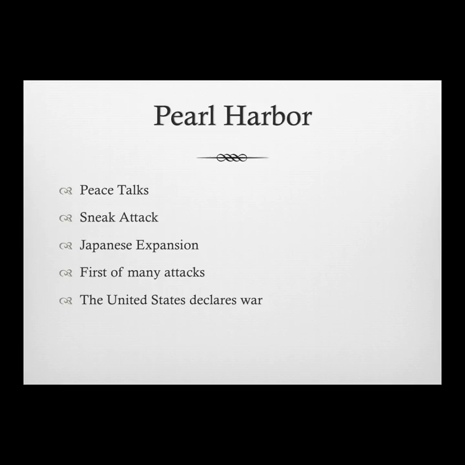The attack on Pearl Harbor was meant to cripple the U.S. defense network in the Pacific so the Japanese could expand their empire with little resistance. This was just the first of many attacks by the Japanese on American forces. Shortly after their attack on Pearl Harbor, Japan attacked American forces on Wake Island and in the Philippines. The attack on Pearl Harbor was the reason that the U.S. entered World War II.